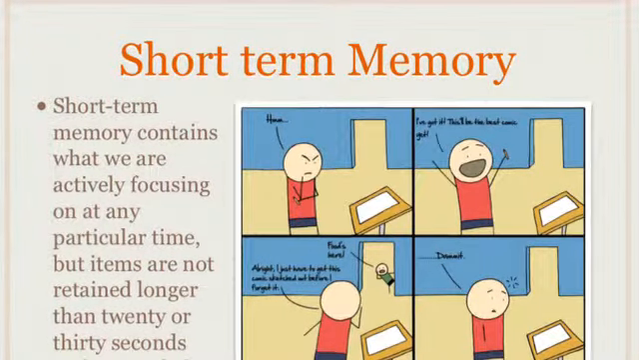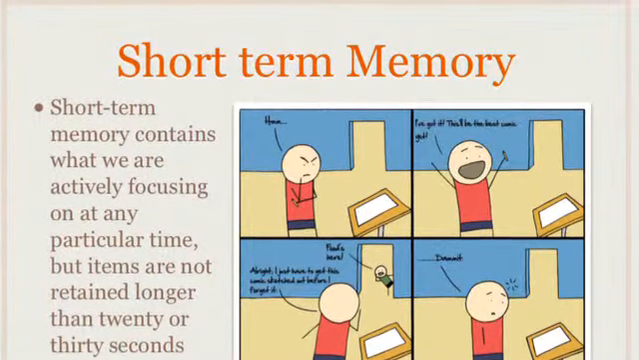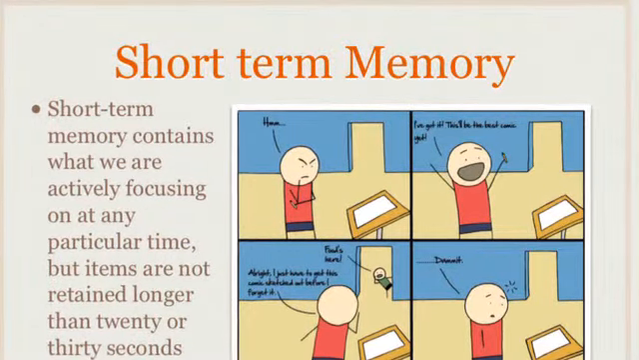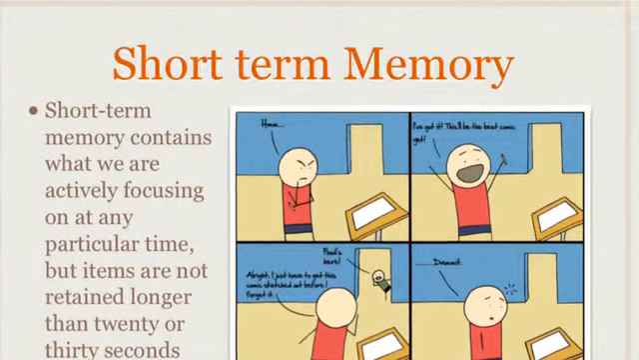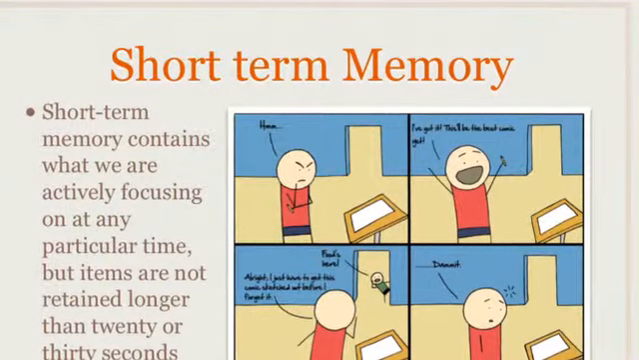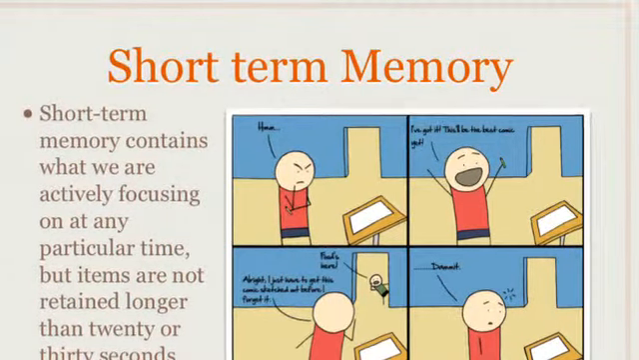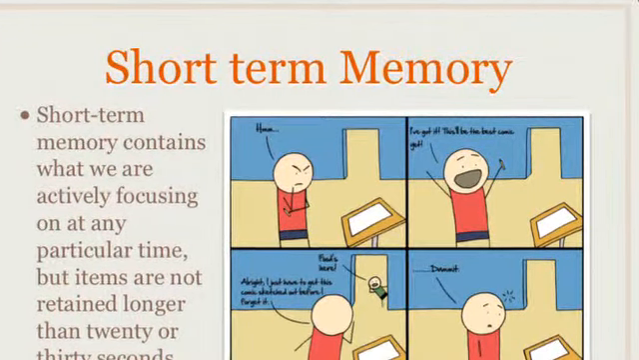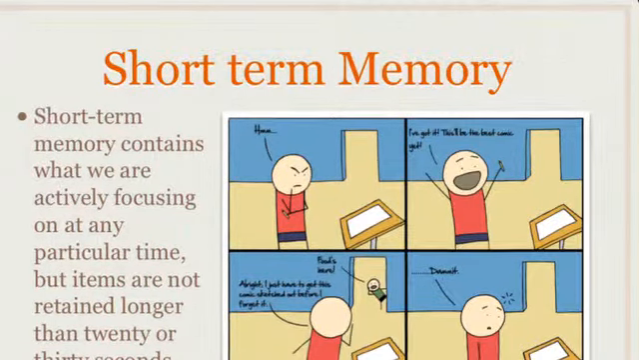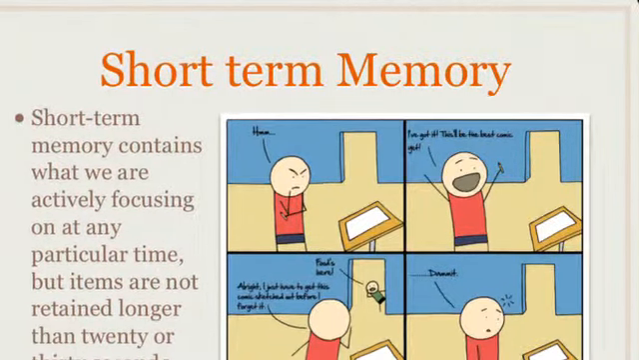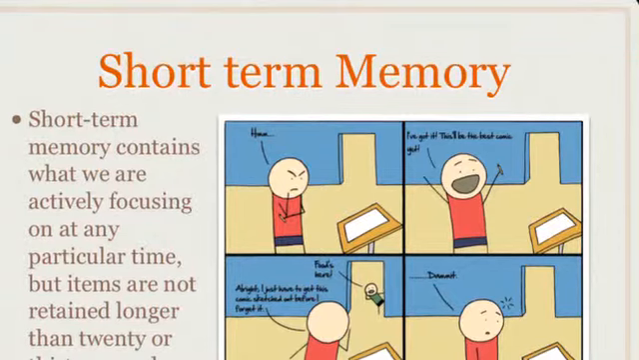Short-term memory contains what we are actively focusing on at any particular time, but items are not retained longer than 20 or 30 seconds without verbal rehearsal. We use short-term memory when we look up a telephone number and repeat it to ourselves until we can place the call.